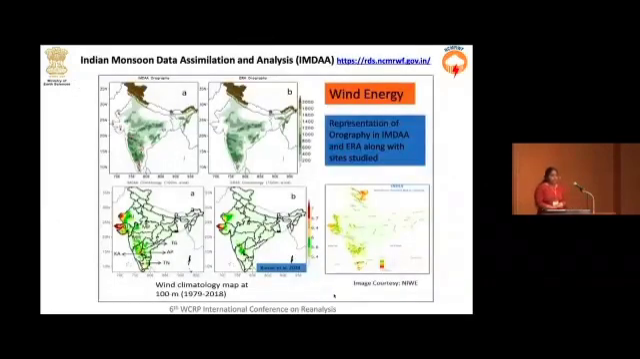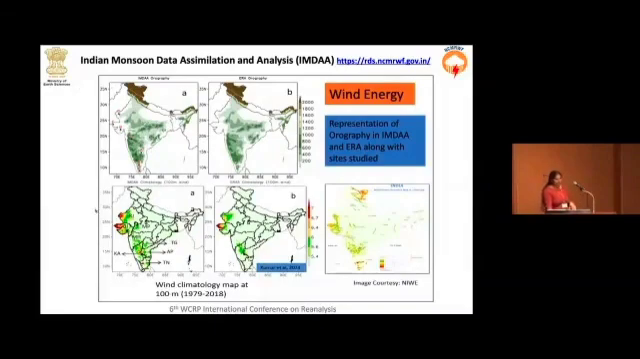Then coming to the Indian region, we have the Indian Monsoon Data Assimilation and Analysis, IMDAA, that we produced at NCMRWF in collaboration with the UK Met Office. This is the IMDAA topography, and this is the ERA5 topography. IMDAA is at 12 kilometer resolution, and for ERA5 we get the product at 25 kilometer resolution. So at 12 kilometer resolution, the topography is highly resolved.